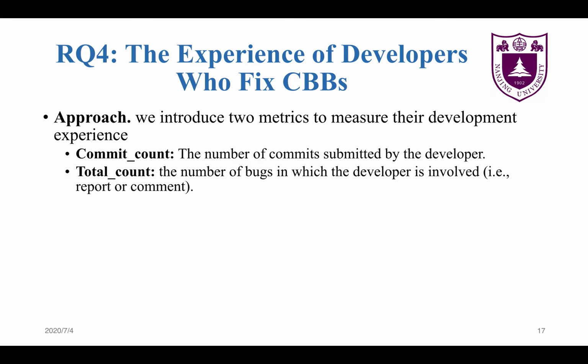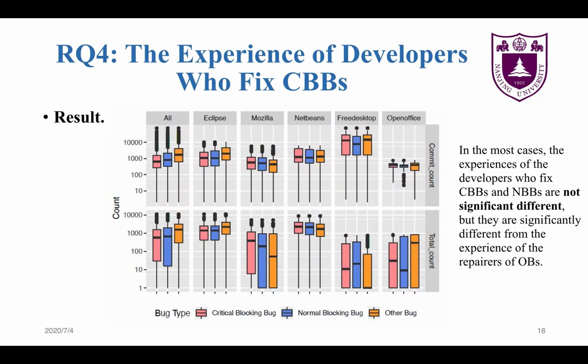We introduce 2 metrics to measure their development appearance. They are commit count and total count. The figure shows the distribution of different types of bugs on these 2 metrics. We found that the appearances of these developers who fix CBBs and MBBs are not significantly different, but they are significantly different from the appearance of the repairs of OBs.